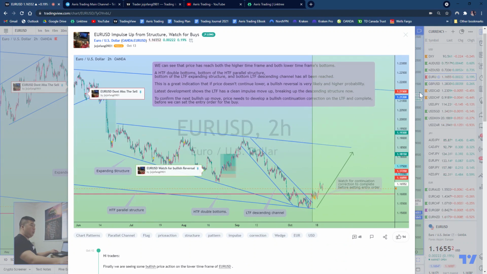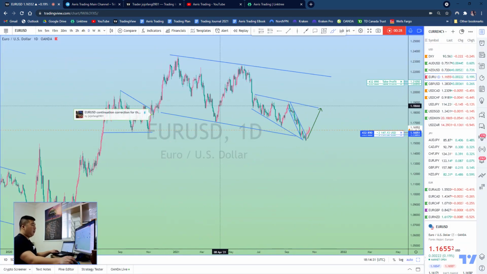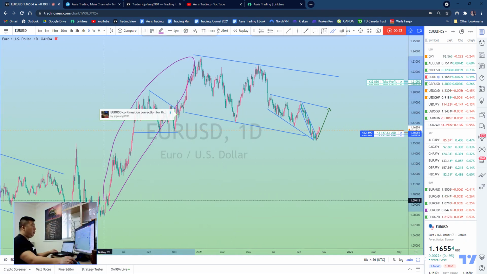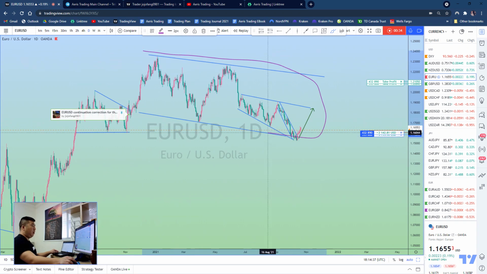Starting with Euro Dollar here, we did have this bullish push up, correction, and we're pushing up again. So it's looking good to see this bullish continuation. Now, I'm going to start from the higher time frame explaining my bias here. After this strong bullish impulse from the higher time frame, price developed into this kind of a parallel structure with a few swing highs and a few swing lows. So we know that generally this is a correction structure that is in the making.